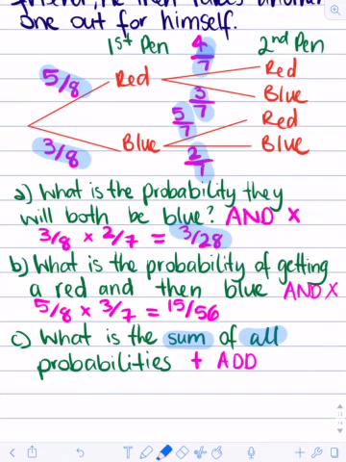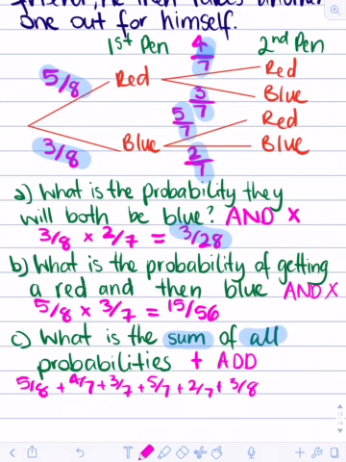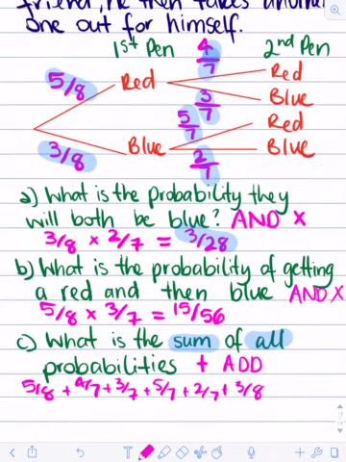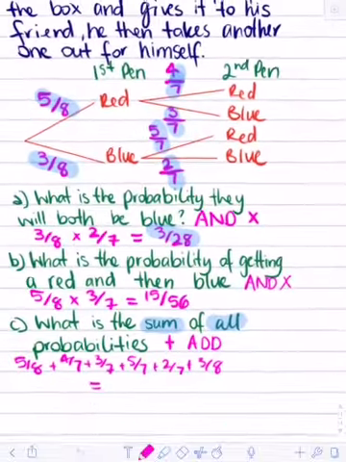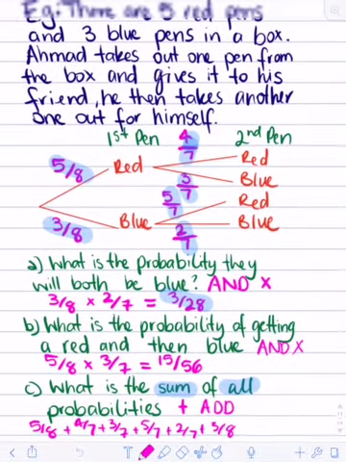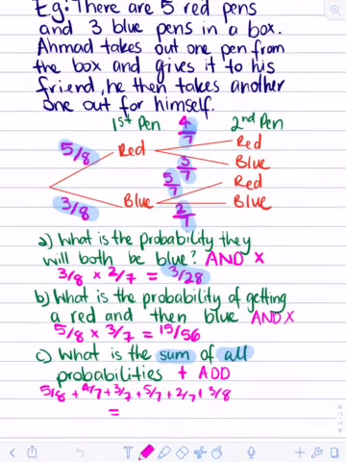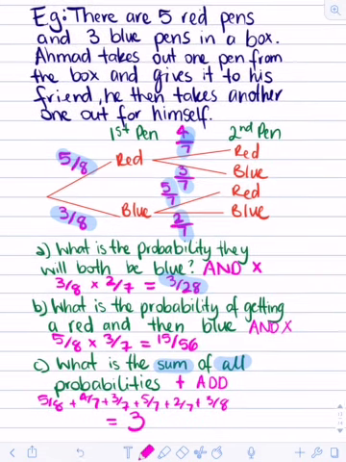And if we add all of them up, I can write it out so that everyone understands. 5 out of 8 plus 4 out of 7 plus 3 out of 7 plus 5 out of 7 plus 2 out of 7 plus 3 out of 8. When we add all of them up, the sum of all of these probabilities equals 3. Hopefully that helps you in understanding probability trees.